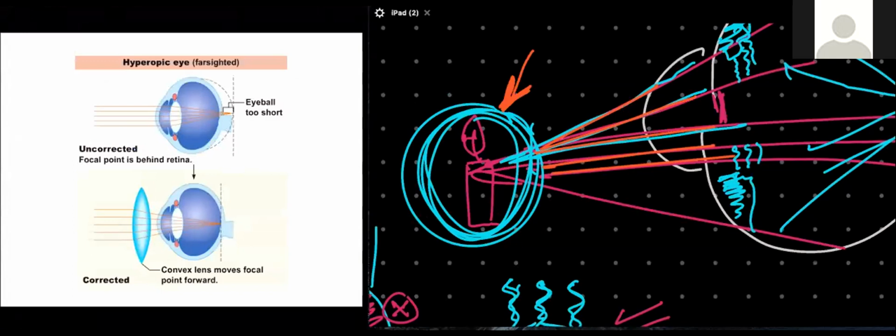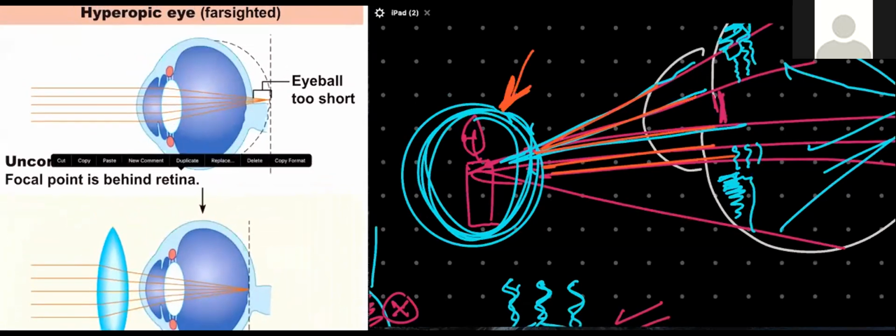The exact opposite would be the hyperopic eye. In a hyperopic eye, the eyeball is too short. So the light is not going to be focused on the retina, it's going to be focused behind the retina. So my retina is located in front of the normal location of the retina. So would I see as good as normal if the light is not focused on the retina? No, I can't see well because the light is not focused on the retina.